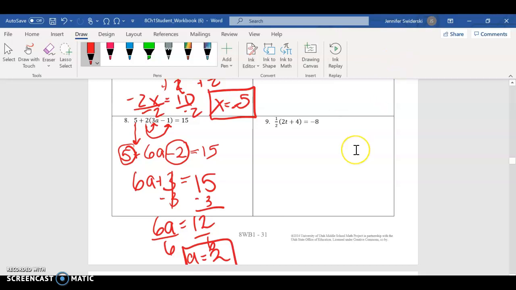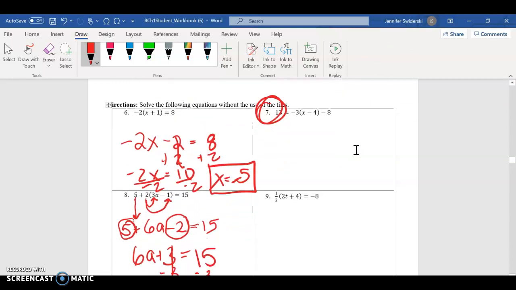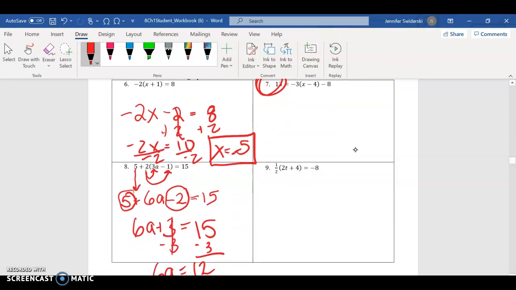All right, let's take a look at 9. I'm going to start you guys on this one. So a lot of people freak out with the fractions in this, but here's my question. What is a half of 2? Well, 1/2 of 2 is 1, so that's just going to be 1t.